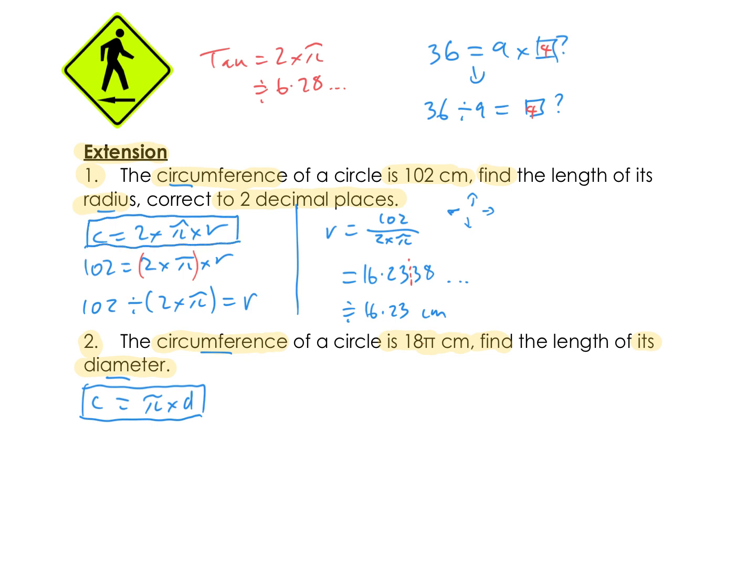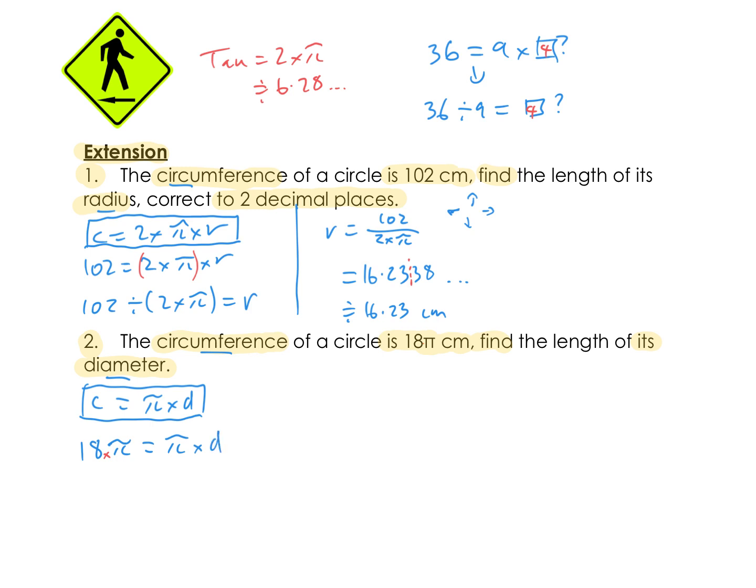Okay, then I just put what I know into it. The circumference is 18 pi. And if you want to write a little times, that's okay. You know it's a times there. And this is pi times d.